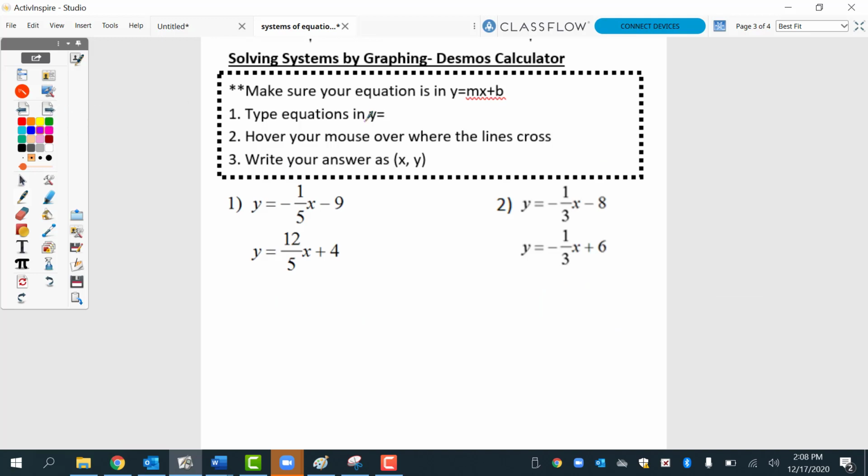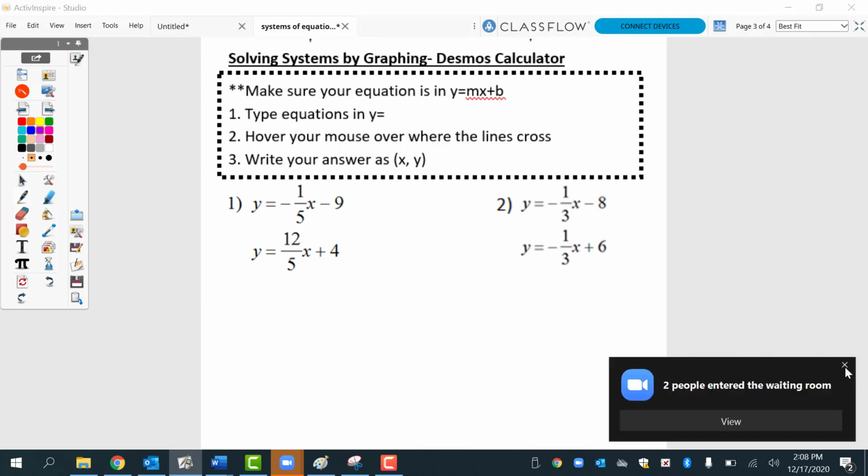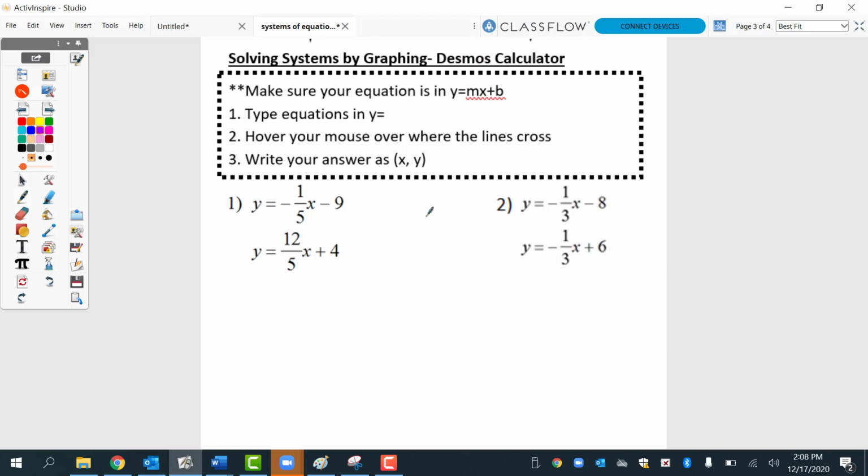So they're not always going to make it that easy where they just give you the graph. They're going to give you two equations and you're supposed to figure out what the solution is. So we're going to use that fancy Desmos calculator that we just learned about on Tuesday to help us figure it out. The first thing for any of these is you need to make sure your equation is in y equals mx plus b. That means it has to be solved for y. If it's not, then you have to solve it for y before you type it in. So we're going to type our equations in.